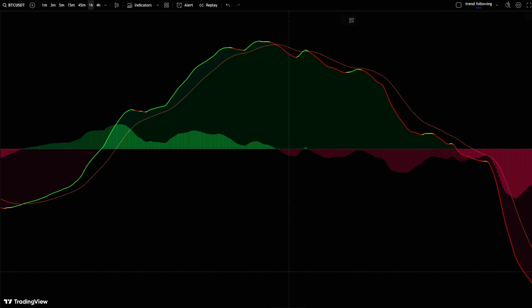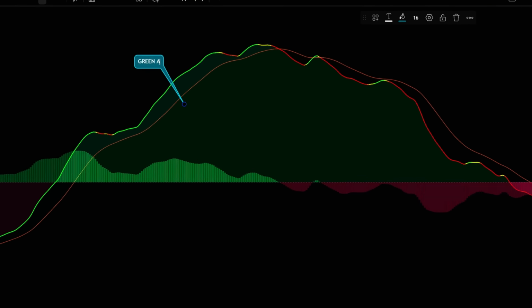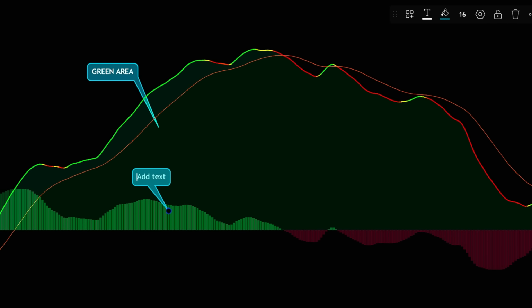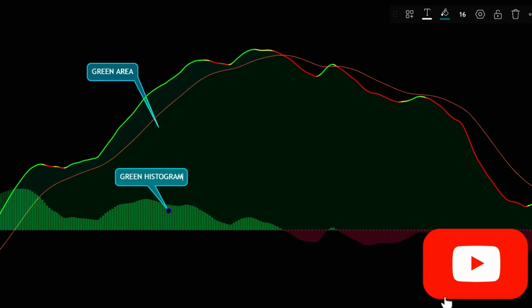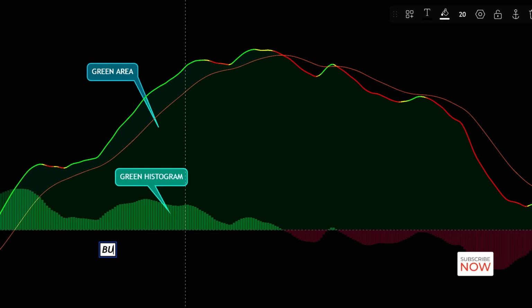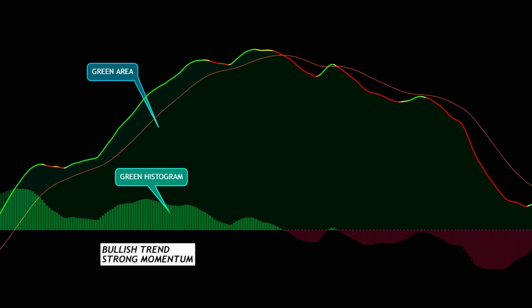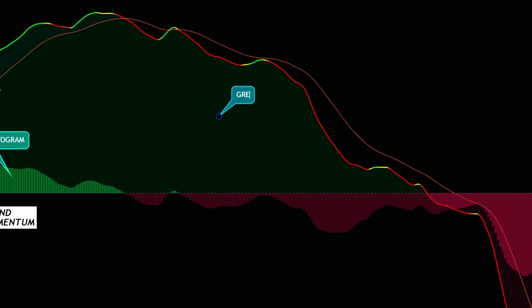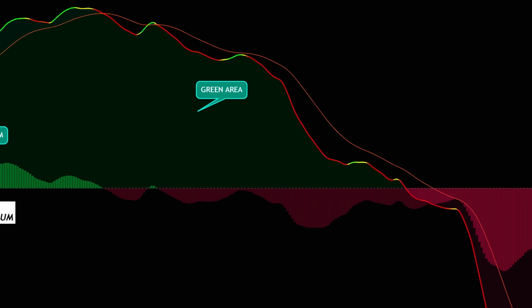Here's how to read it. Area below MA lines green plus histogram green, that means trend bullish and momentum strong. That could be a potential buy setup. If the area is green and the histogram is red, that means trend technically is bullish but momentum is weakening. That means wait for confirmation or do not trade.